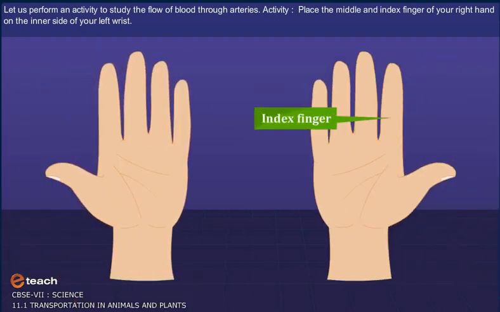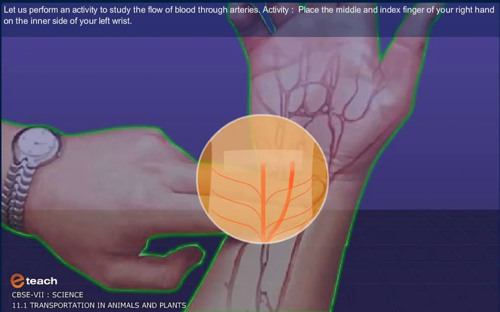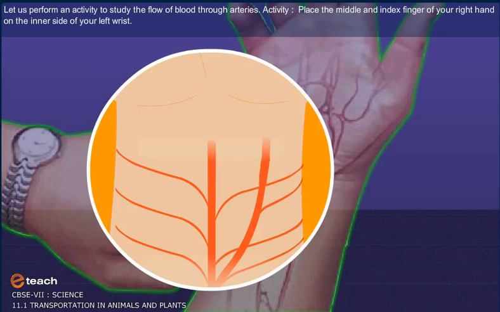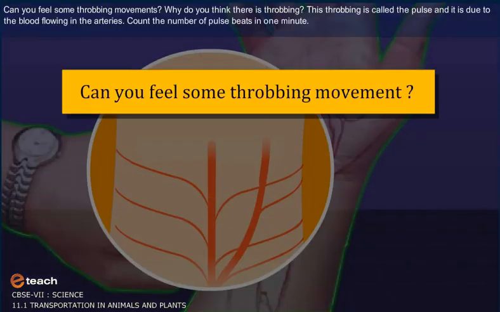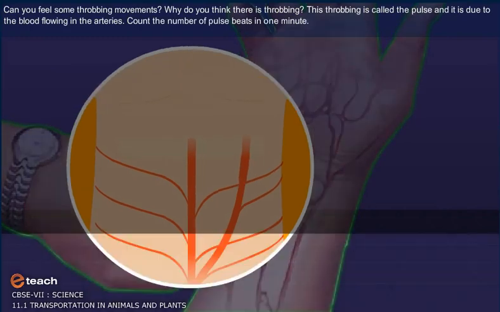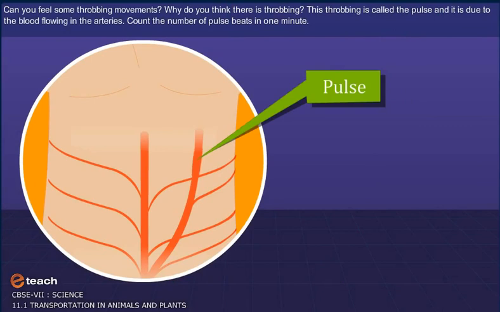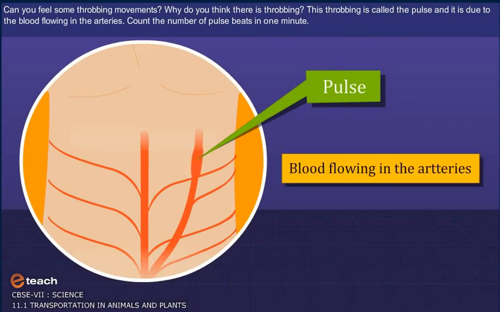Activity. Place the middle and index finger of your right hand on the inner side of your left wrist. Can you feel some throbbing movements? Why do you think there is throbbing? This throbbing is called the pulse and it is due to the blood flowing in the arteries. Count the number of pulse beats in 1 minute.